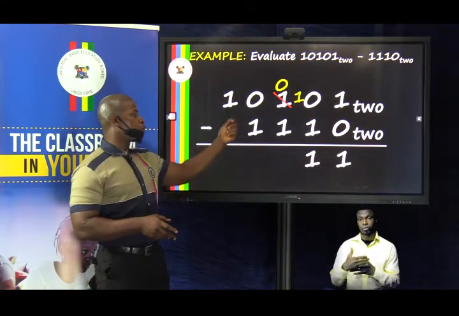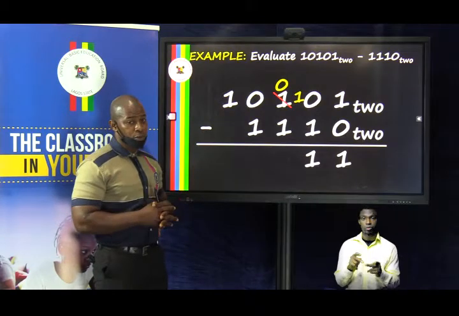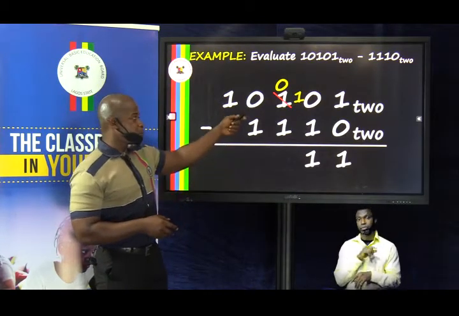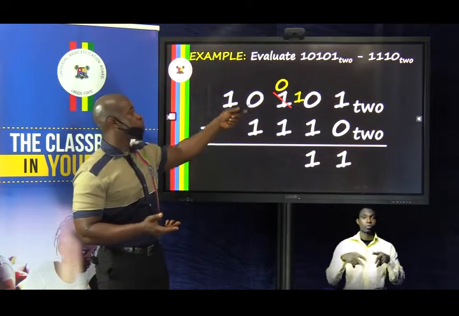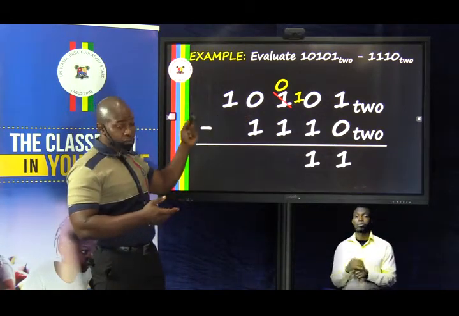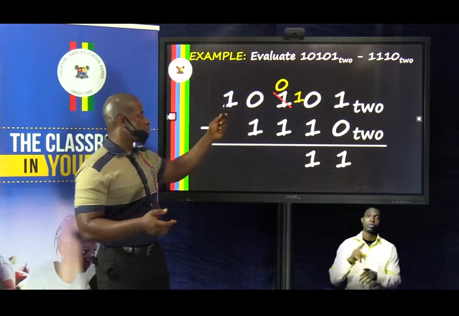And then we want to borrow from the next place value, but we don't find even a 1 there, which is another problem. And so what you do is that since we cannot get 1 from here, just like we do with base 10, we have to go to the next place value until you get a 1. So we can't get 1 from here, so we'll go to the next one.